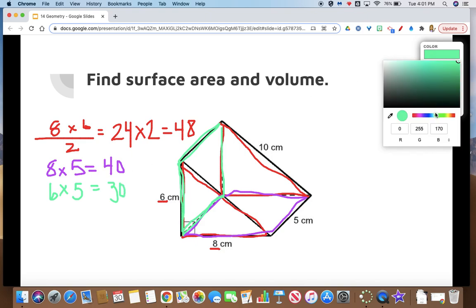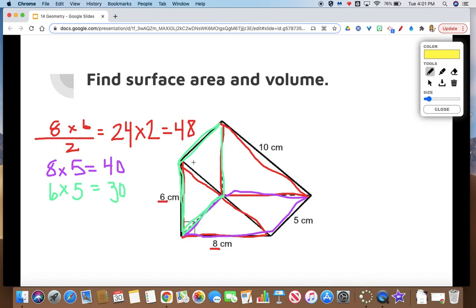And I have one last rectangle, the slanted piece on top where the skateboard would go right here. What dimensions does that rectangle have? 5 by 10. That's all 5 sides of this triangular prism. Now I add those together to get its surface area. My total is 168 centimeters squared.